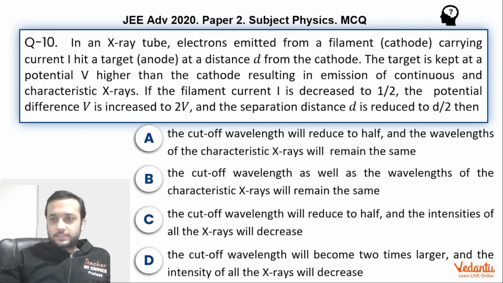In the Coolidge tube experiment, there is a cathode and there is an anode. We know that the distance between cathode and anode is d. The potential of anode is V higher than that of cathode. Now the filament current is decreased to half. Potential difference between cathode and anode is doubled, and the distance between the cathode and anode is made half. So based upon these changes, we have to talk about the change in the intensity of characteristic X-rays, continuous X-rays, and the intensity of all the X-rays, right?